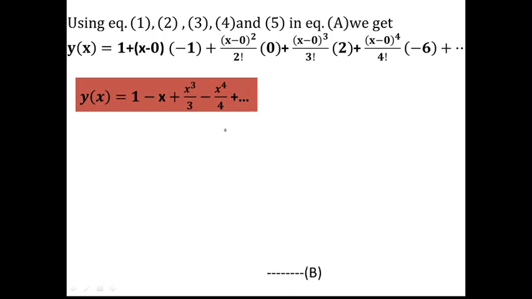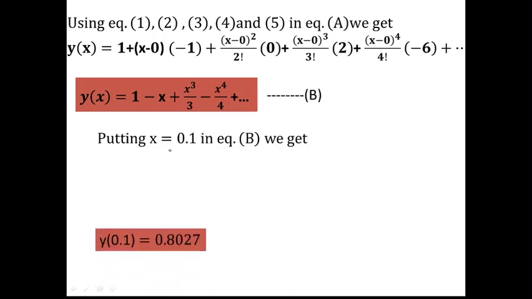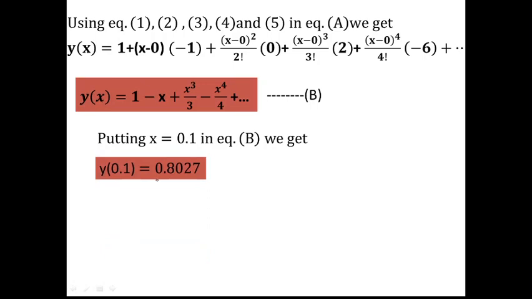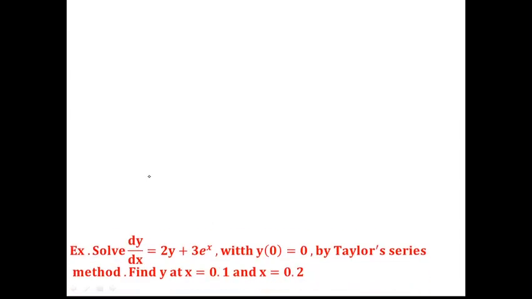Now as it is required to find the value of y at x equal to 0.1, just put x as 0.1 in this equation number B, and you will get the required solution as per the Taylor series method. So I hope this process is clear to you all.